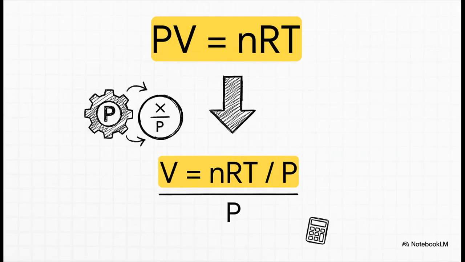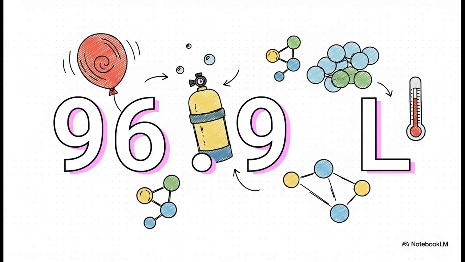So we just take our master formula, PV equals nRT, and with a little bit of simple algebra, we rearrange it to solve for the one we want, volume. So V equals nRT divided by P. Now for the fun part. We plug in all our numbers, the moles, that gas constant, the temperature in Kelvin, and the pressure, and we run the calculation. And the result? 96.9 liters. Whoa, that is a massive balloon! And we figured out its exact size without ever using a measuring tape. That right there is the predictive power of the ideal gas law.